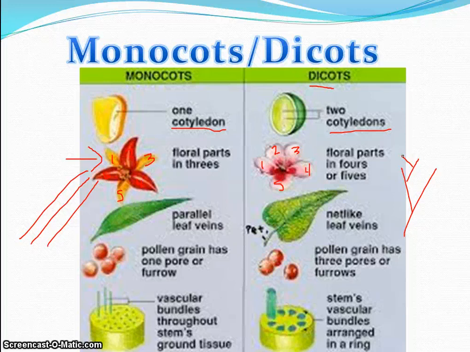There are other ways to tell if it's monocot and dicot, like the pollen grain or vascular bundles, but we're not going to focus in on those. We're going to talk about the cotyledons, the flower petals, and then the leaf venation.